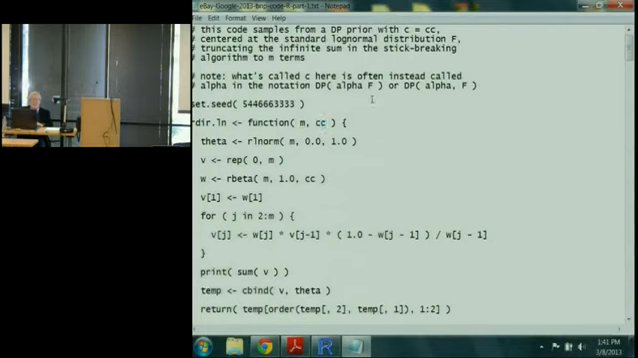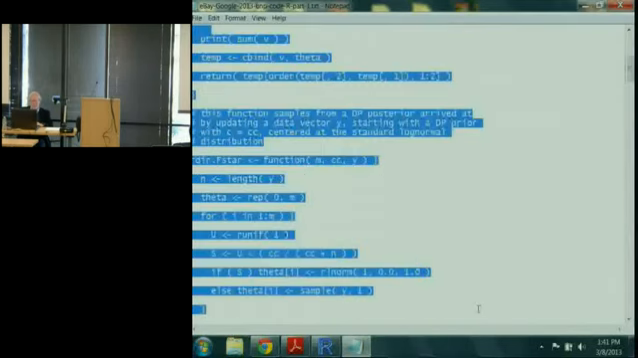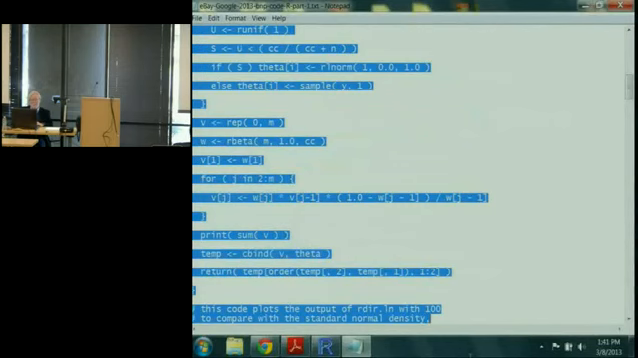Ordinarily, of course, I would have to tell it what the centering distribution is, but I'm going to center it on the log normal distribution. You see right there. So let me go ahead and load the code and run it a bit, and I'll show you what happens when you experiment around with different values of C.